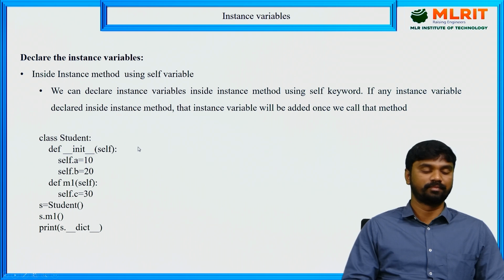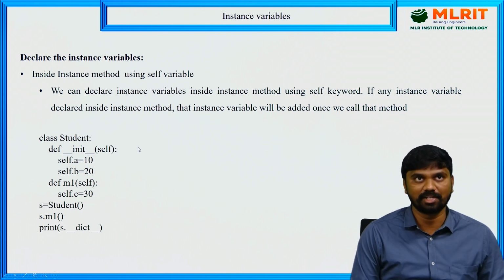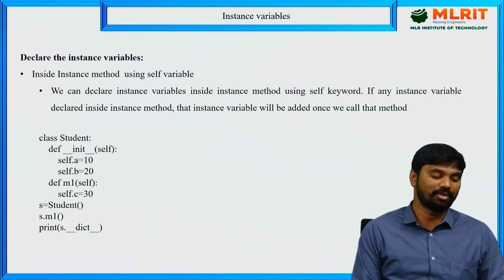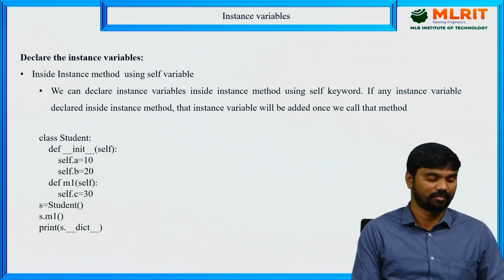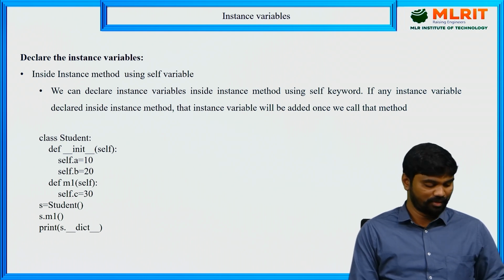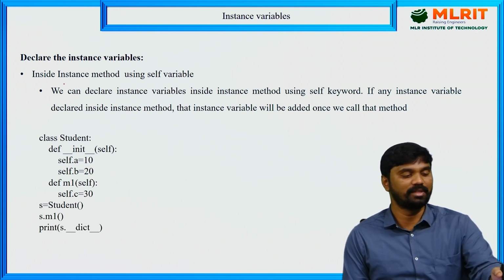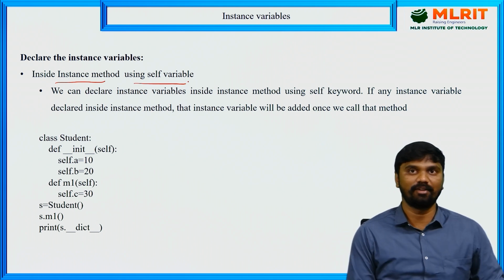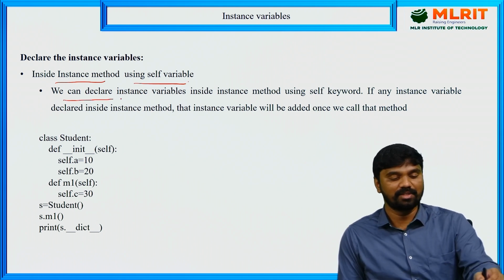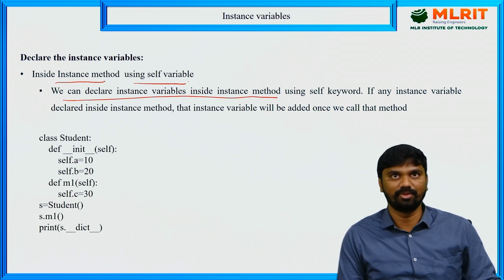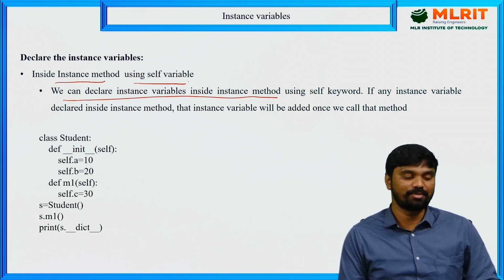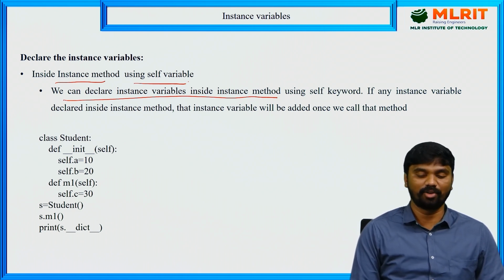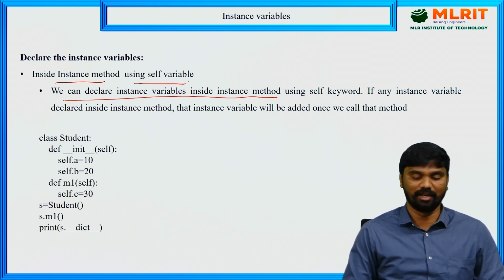Next, one more way we can declare instance variables is inside an instance method using the self variable. We can declare instance variables inside an instance method using the self keyword. If any instance variable is declared inside an instance method, then that instance variable will be added to the object automatically when we call that method.